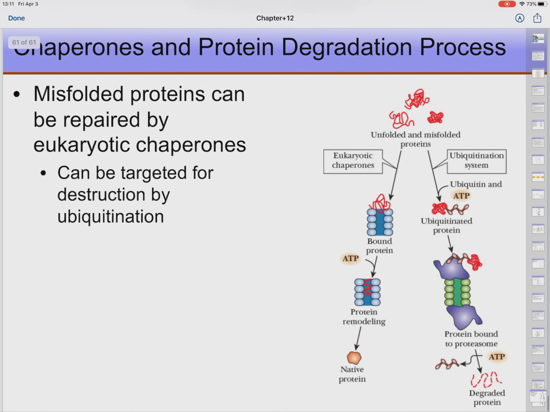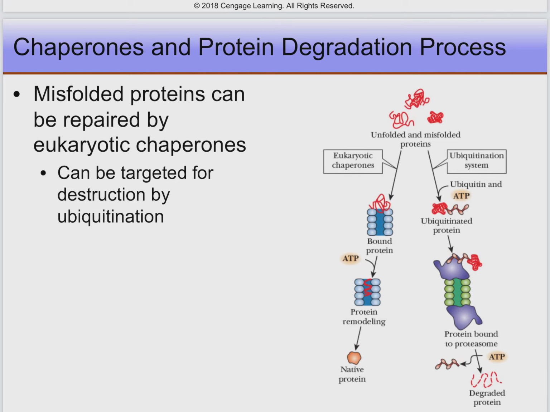And I think this is the last slide. So chaperones and protein degradation process. Misfolded proteins are often handled by chaperone proteins. And I think we might have talked about chaperones before. I don't know if this is the first time I'm mentioning that term. So chaperones help proteins fold properly, or sometimes are used to keep a protein from folding incorrectly until it's in the right place.